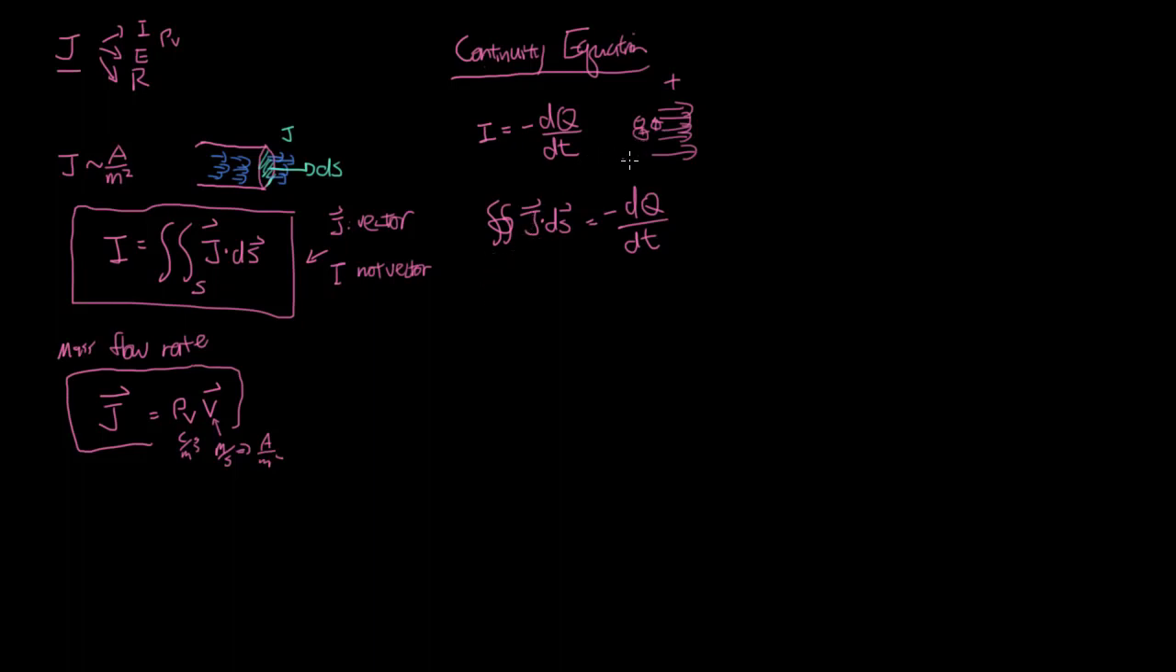Now let's do something similar to what we were doing with the electric field, and let's apply this to an infinitely small volume. So what we're going to do is look at a really, really small volume, and we're going to find all the net arrows.